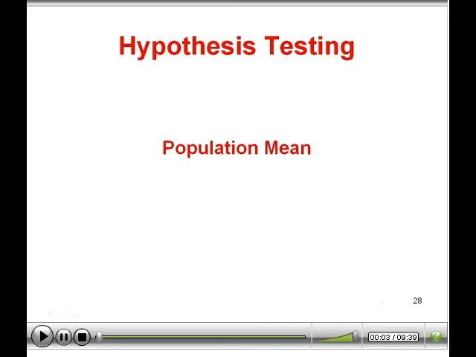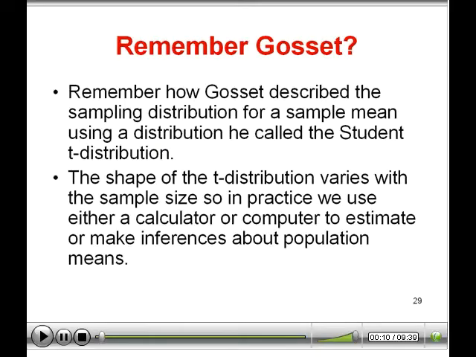Next, we turn our attention to testing hypotheses about population means. Just as the secret to testing hypotheses about population proportions was the sampling distribution for a proportion, the secret to significance testing for population means is also the sampling distribution of a sample mean. You may recall from Chapter 7 how Gossett described this distribution using his now famous t-distribution.